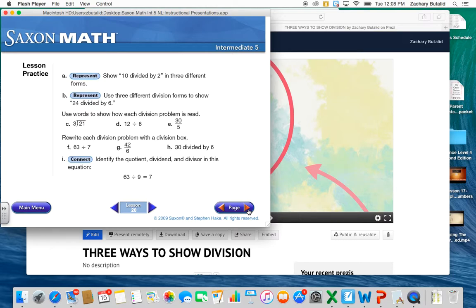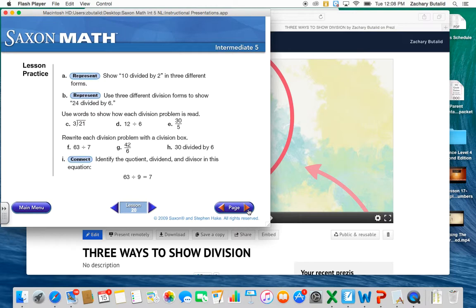On B, you're going to use 3 different division forms to show 24 divided by 6. You can write these down to show us your work. We just don't want you writing answers. And use words to show how each division problem is read. See where it says use words. You need to write how you would say this so you would know how to solve that problem.